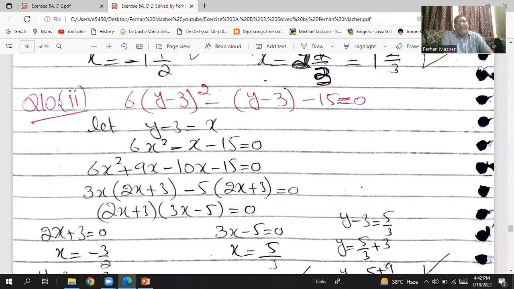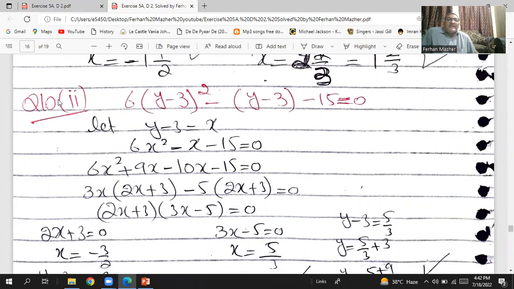6 bracket y minus 3 whole square minus y minus 3 minus 15 equals 0. Suppose y minus 3 is equal to, this question goes a little higher. So suppose y minus 3 is equal to x. So if you substitute y minus 3 with x, your original equation will become 6x square minus x minus 15 equals 0. We have already done that equation.